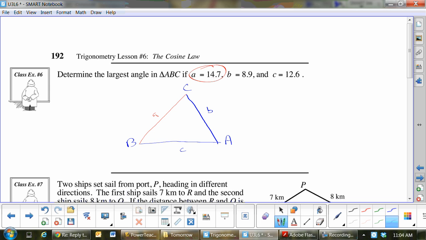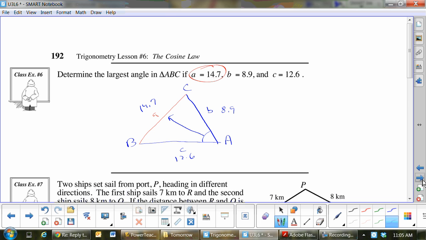Can you, by looking at it, know which one would be the largest angle? It would be A, because the longer A is, the more that angle opens up. So they're looking for this. I guess I should have put those on there: A is 14.7, B was 8.9, and C was 12.6. It really helps if you make your diagrams look like what they're asking.